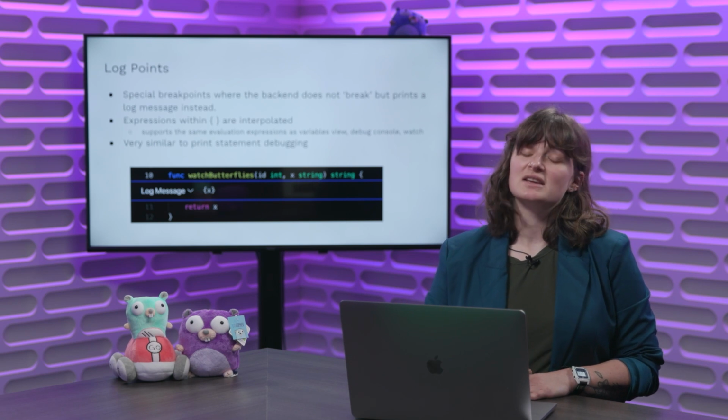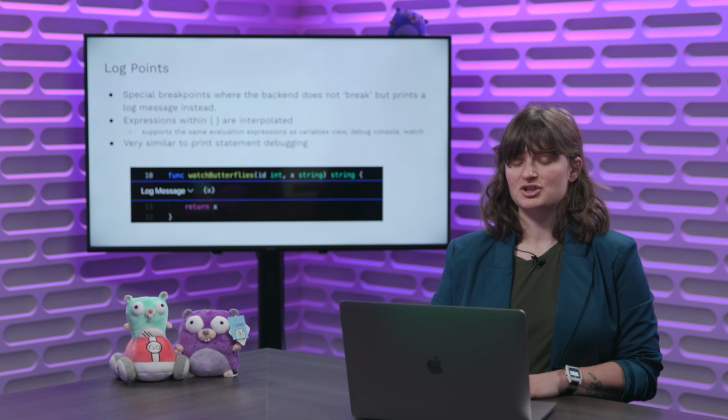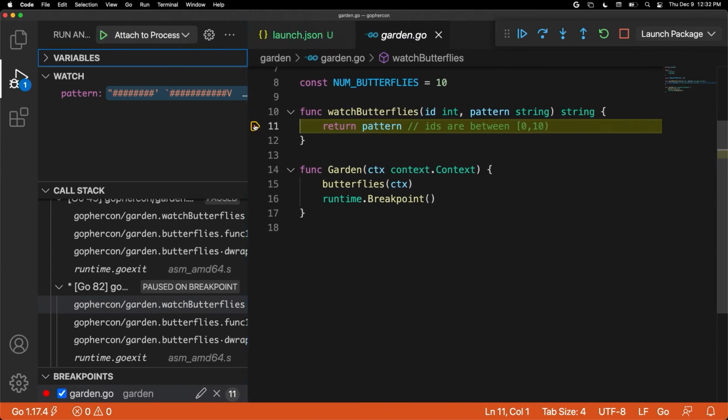So let's go back to VS Code and use the log points to try to get a bigger picture of what's going on. So we're going to do this by right-clicking on the breakpoint and selecting Edit Breakpoint.